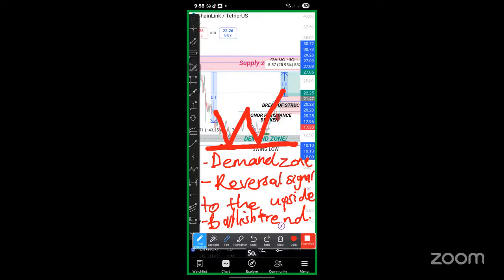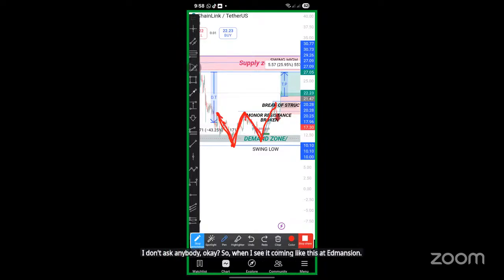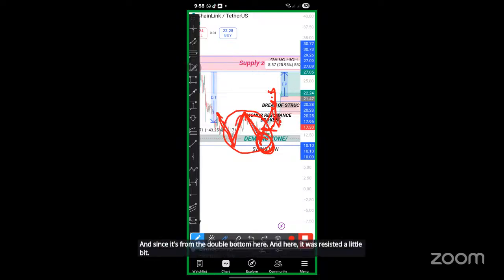So whenever you are trading, for example, you are seeing here, they have been trading this coin, and I find out myself that it has formed a double bottom. I don't ask anybody, okay? So when I see it forming like this at the demand zone, I see that it is tapping in the zone. I just make my entry here after the confirmation, and I ride it here. And since it formed a double bottom here, and here it was resisted a little bit, comes back here, it tests the area, it tests this neckline, then it is a bullish move.